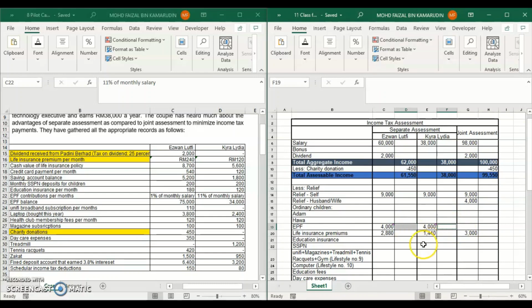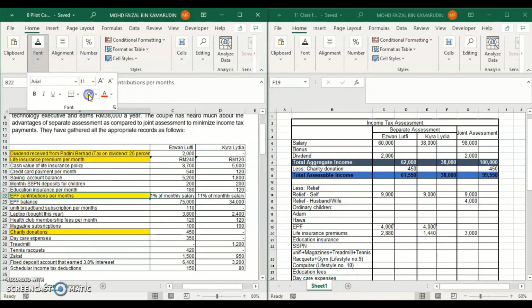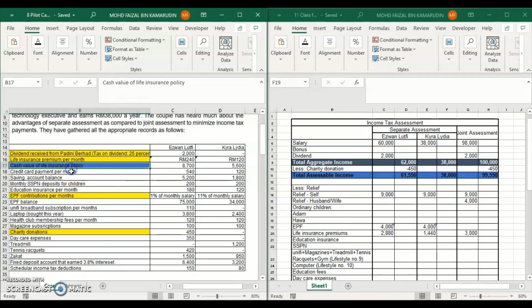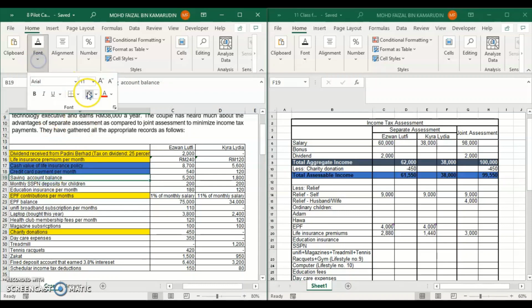So next, we have settled the EPF contribution. This one, cash value life insurance, is not our concern. You cannot claim tax for that one. We put another card, I put another color, blue. Credit card payment, you cannot claim for the tax relief. Then savings account balance again. So these are all items that we try to confuse you with, which we hope that you don't fall for.